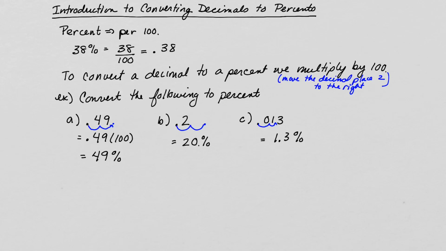So the important thing to remember is that if you're converting from a decimal to a percent, the easiest way to do it is just to move the decimal point 2 places to the right.